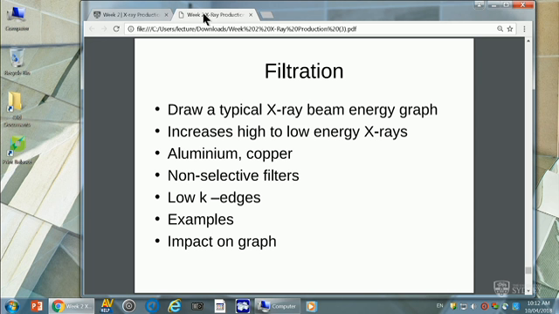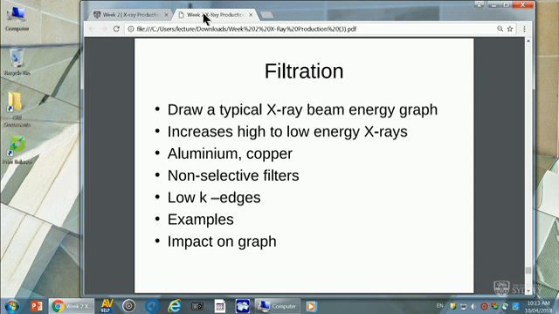The last thing we talked about was filtration. In particular, I made you draw that graph, which I would urge you to draw and draw again to make sure you understand it. The graph demonstrated bremsstrahlung with characteristic radiation, and then we showed the impact of non-selective filtration on that curve. The intensity reduced with non-selective filtration, but the average energy increased with increasing filtration. That's good because it lowers dose.